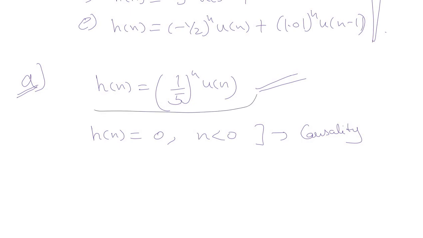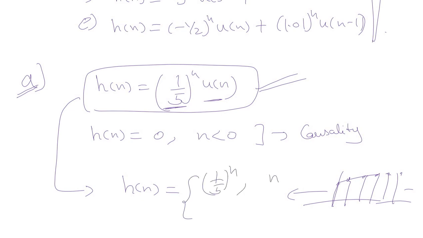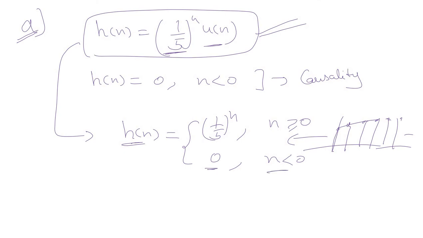So we can say that this given h(n), if we expand it a bit, is equal to (1 by 5) raised to power n multiplied by u(n). u(n) exists for n greater than or equal to 0 only, and it is 0 for n less than 0. So we can say this h(n) is equal to (1 by 5) raised to power n for n greater than or equal to 0, and it is 0 for n less than 0. Okay. So we can clearly say that this h(n) is 0 for n less than 0, hence it fulfills this condition and is thus a causal system.